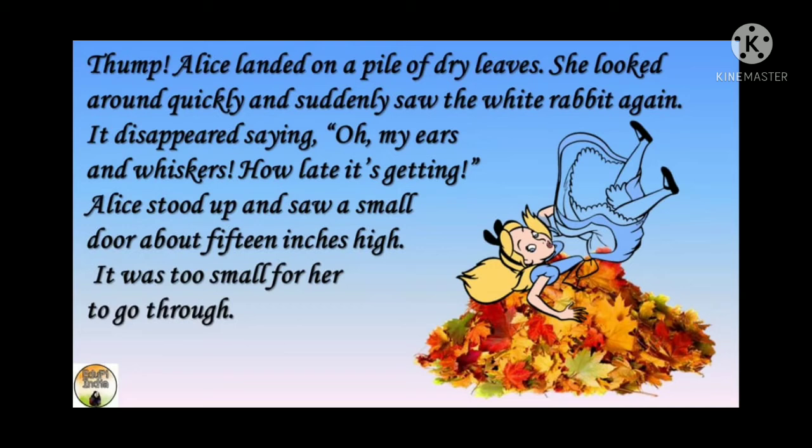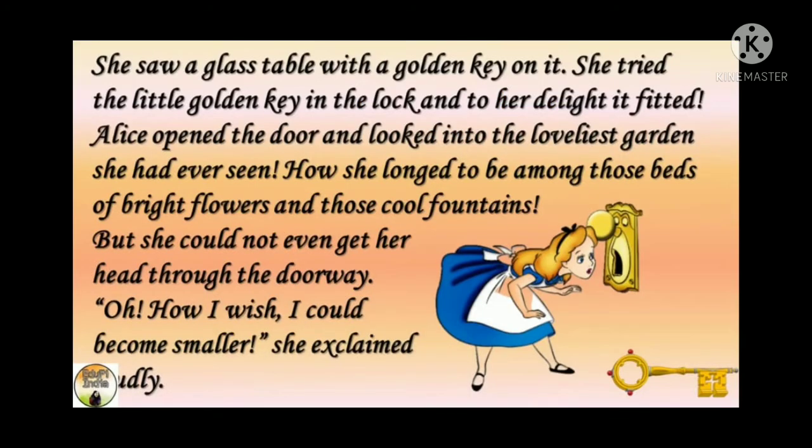Alice stood up and saw a small door about 15 inches high. Stood is the past tense of stand. The door was about 15 inches, that much only. It was too small for her to go through. Go through, through is a preposition here. She saw a glass table with a golden key on it. Here saw is the past tense of see.